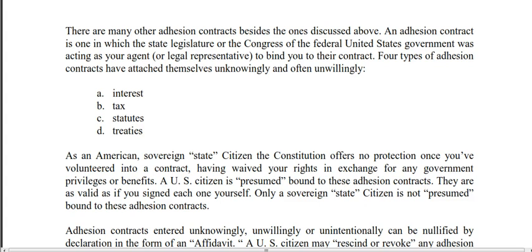As an American sovereign state citizen, the Constitution offers no protection once you voluntarily enter into contract, having waived your rights in exchange for any government privileges or benefits. A U.S. citizen is presumed bound to these adhesion contracts. They are as valid as if you signed each one yourself. Only a sovereign state citizen is not presumed bound to these adhesion contracts.